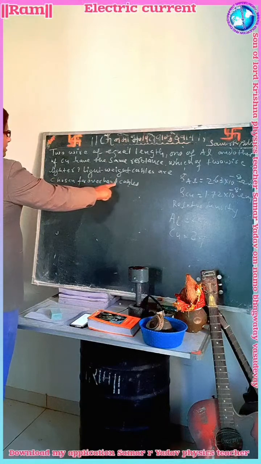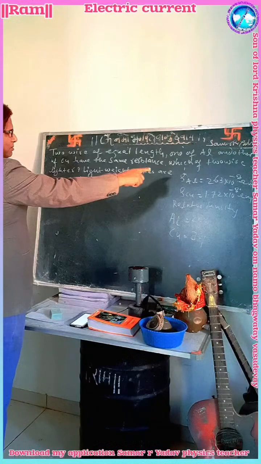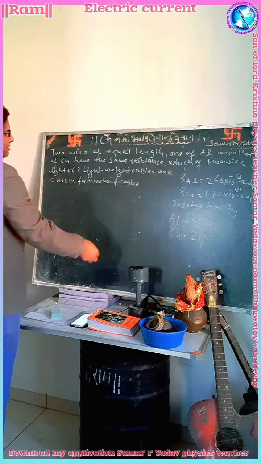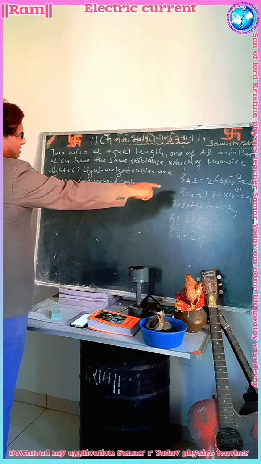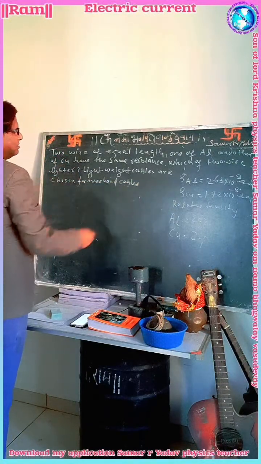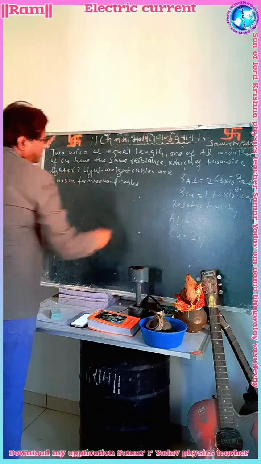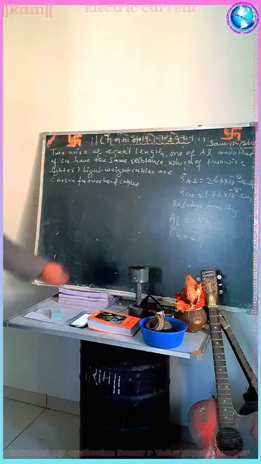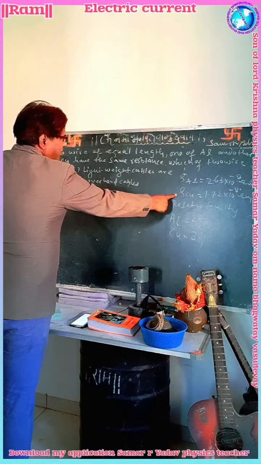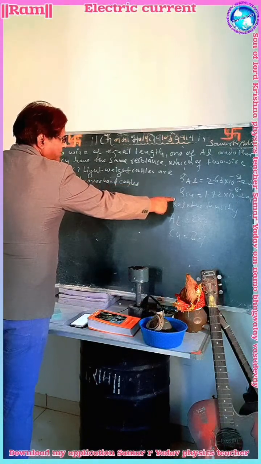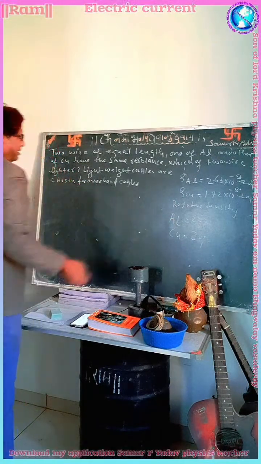Which lighter weight cable is chosen for overhead cable? Here it is given that rho aluminum is equal to 2.63 × 10^-8 ohm meter, and rho copper is equal to 1.73 × 10^-8 ohm meter, and the relative density of aluminum is 2.7 and copper is 8.9. So rho Al is 2.63 × 10^-8 ohm meter, rho copper is 1.72 × 10^-8 ohm meter, and the relative density of aluminum is 2.7 and copper is 8.9.